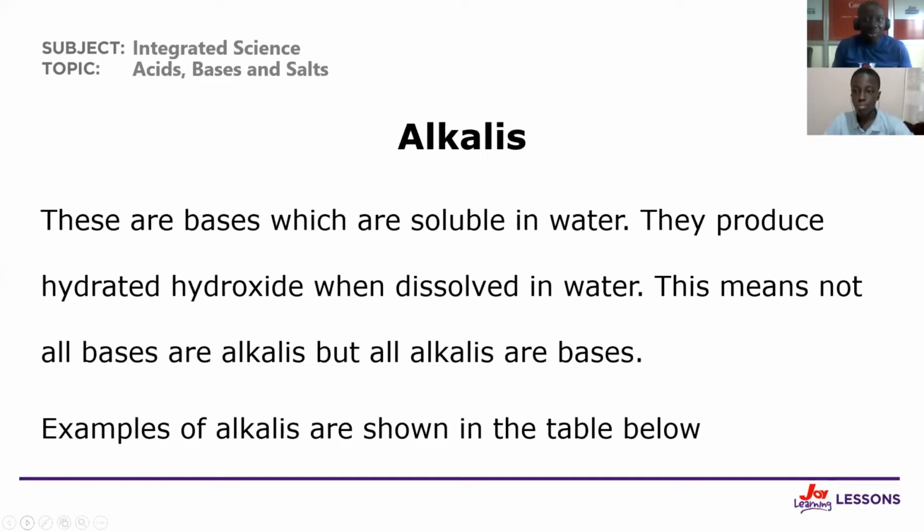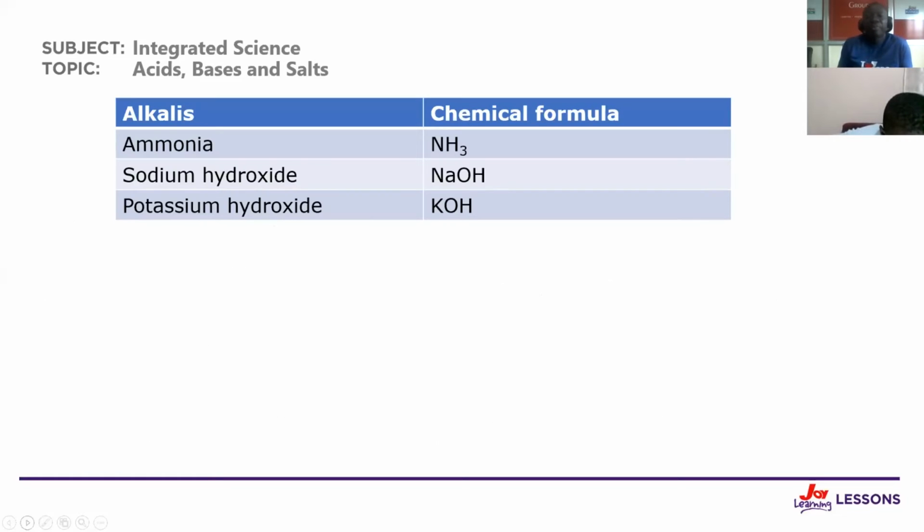So anytime you are answering a question, particularly the objective option, watch carefully. Sometimes you see statements like this. Let us look at some examples of alkalis as shown in the table below. We have a two-column table with three examples. The first one is called ammonia, which we spoke about earlier. Ammonia, and the chemical formula is NH3.